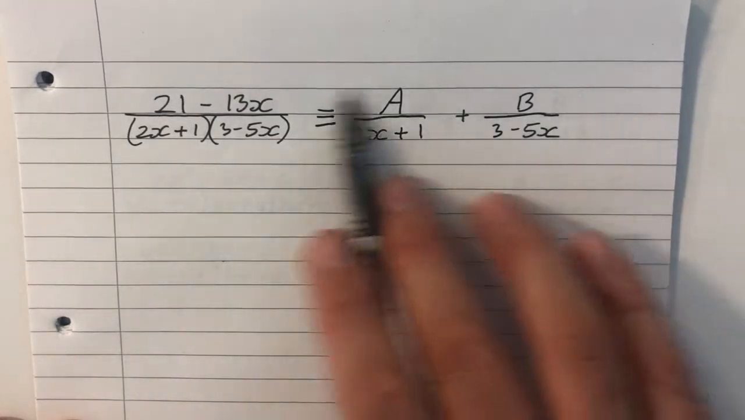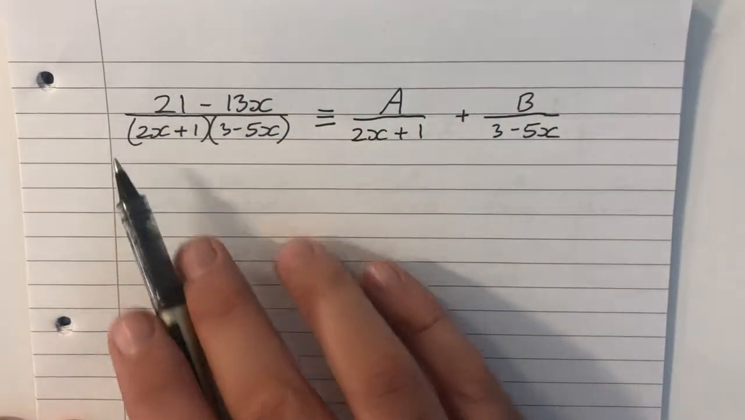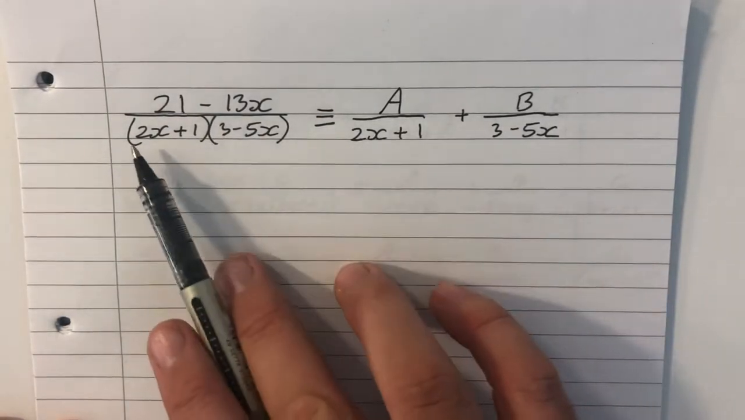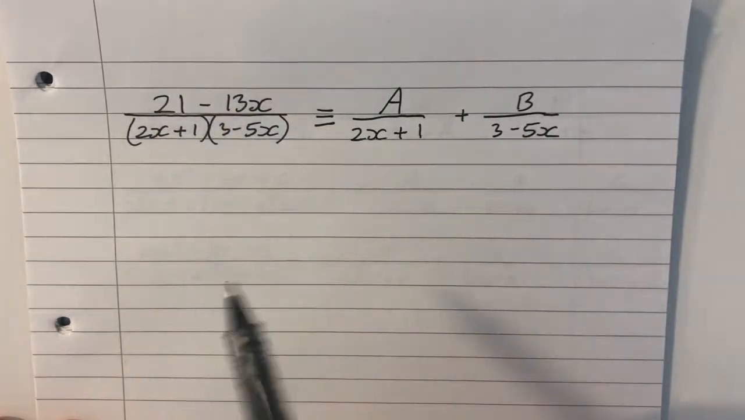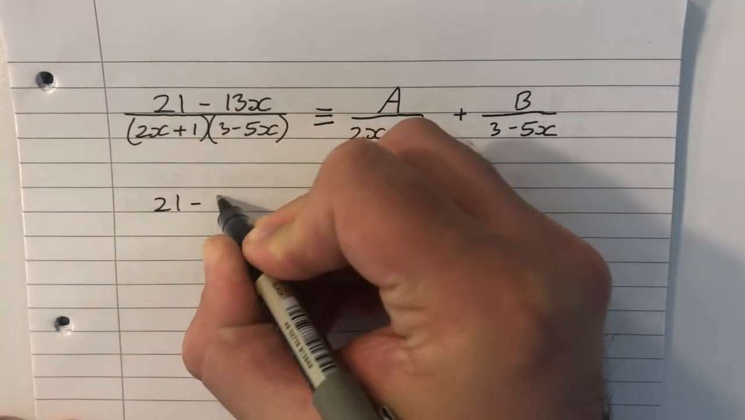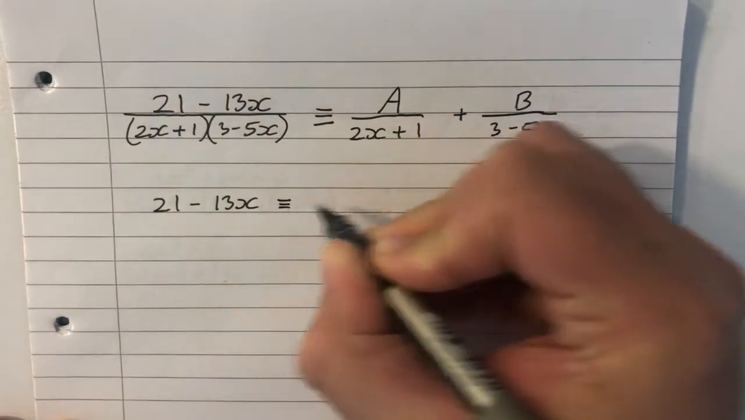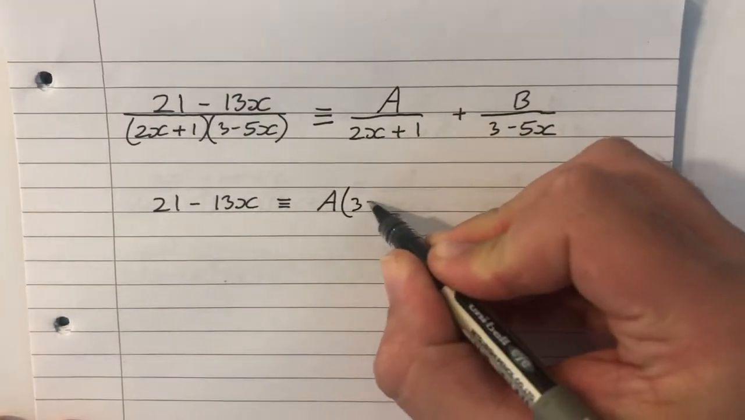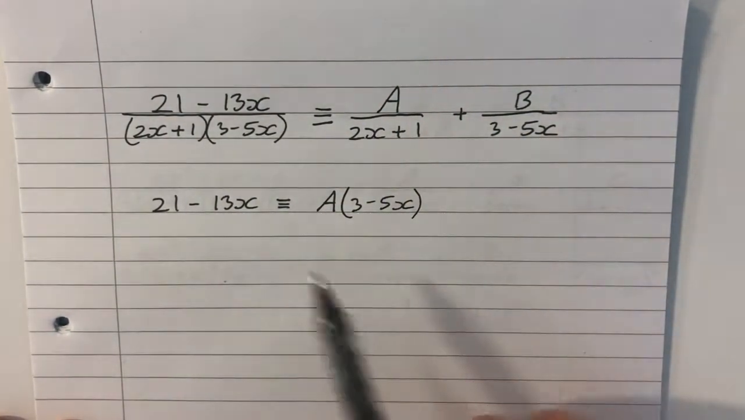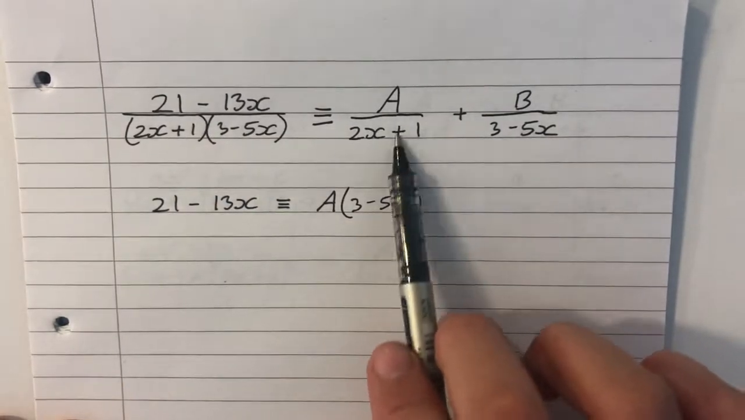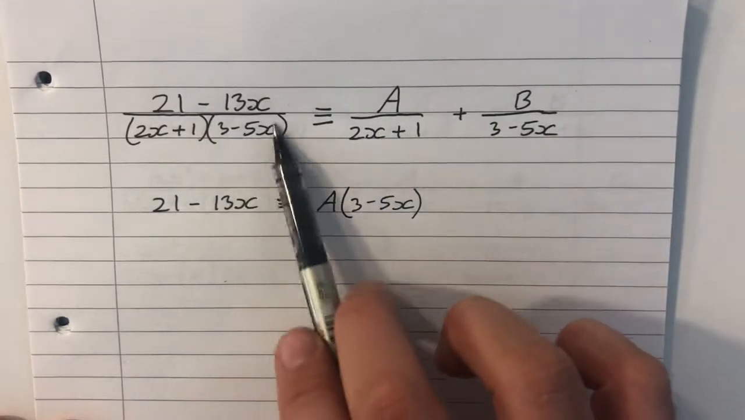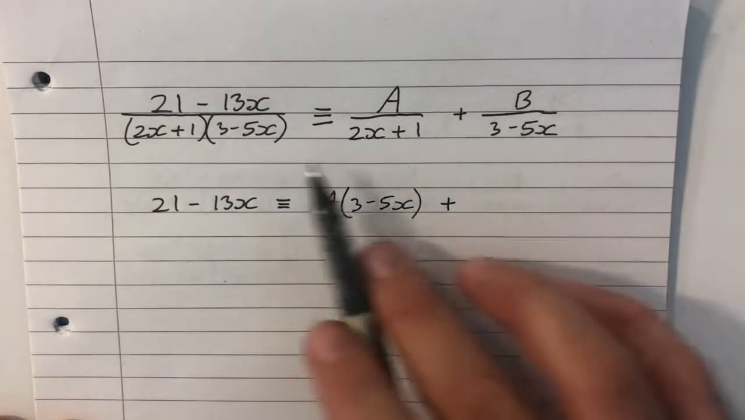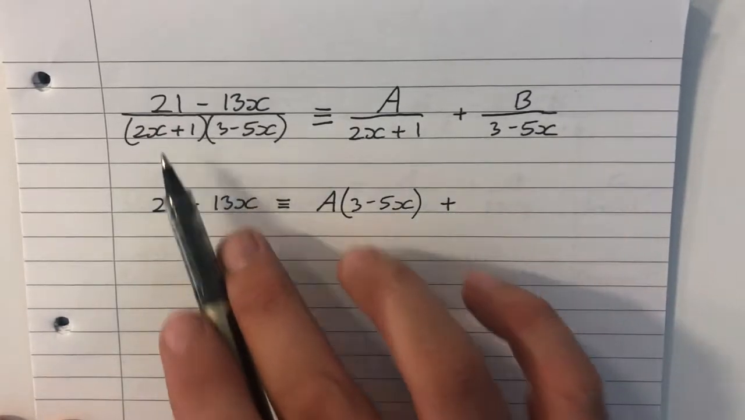So the first thing we're going to do is take this identity and we're going to multiply the whole identity by the denominator of the left-hand side, and that will get rid of all my fractions. So multiply the left-hand side by the denominator of the left-hand side. It's just going to leave its numerator. So that's 21 minus 13x. And that is going to be identical to a multiplied by 3 minus 5x. So what's going to happen is the 2x plus 1 is going to cancel top and bottom. And we're left with the a times the 3 minus 5x. Similarly with the b, this time it's the 3 minus 5x that disappears, and we're left with 2x plus 1.